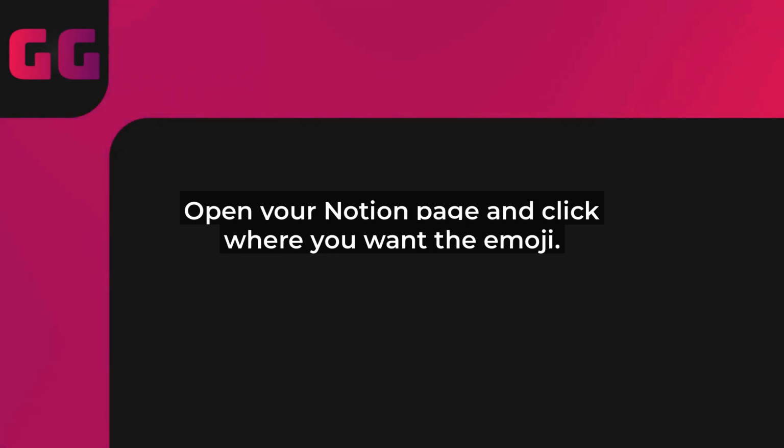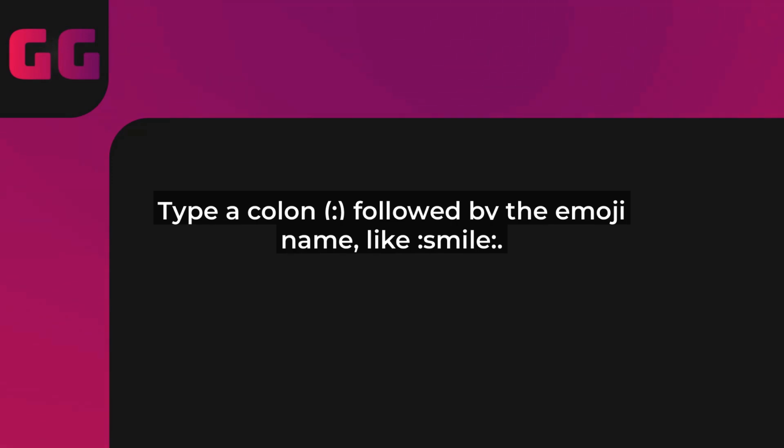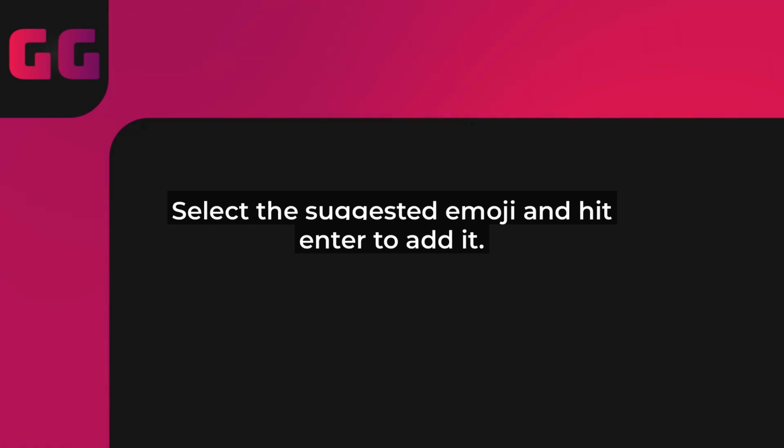Step 2. To insert an emoji, just type a colon, followed by the emoji's name. For example, type smile, and Notion will pop up suggestions. Select the one you want by hitting enter. This works great for common emojis like hearts or thumbs up. If you're on a device without built-in suggestions, don't worry.